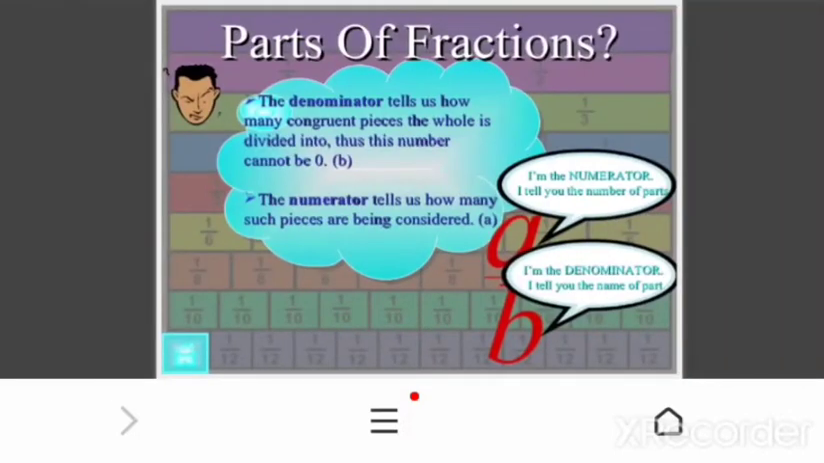So children, now parts of a fraction. The denominator tells us how many congruent pieces the whole is divided into. Thus, this number cannot be 0. Understand? And the numerator tells us how many such pieces are being considered. So children, if you write the fraction a upon b, a can say I am the numerator, I tell you the number of parts, and b tells us the name of the part.